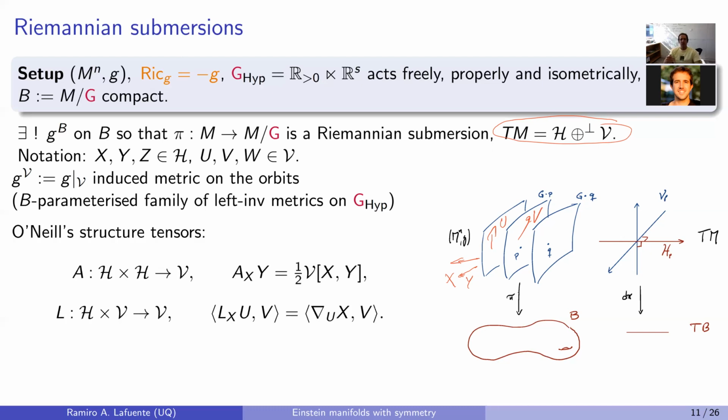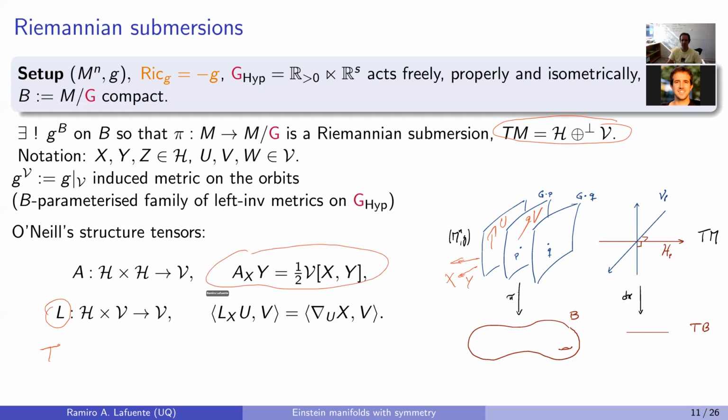And that's the extra missing piece of data. What encodes the geometry of these submersions are these two structure tensors defined by O'Neill. The more standard notation for L is actually T, but we use a different notation because it's similar to the one used in the homogeneity one situation. That's the only reason. The O'Neill tensor A is a tensor that takes two horizontal vectors and gives back a vertical vector field, and is defined as follows.